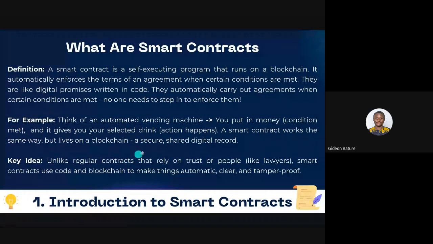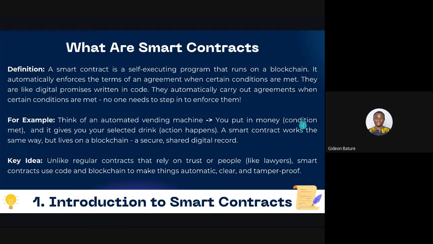So now, let's say, for example, I believe you guys know an automated vending machine. If you watch old movies, and even the most recent movies, there are machines where you can just go and put in a coin. And once you put in a coin, it will bring out a drink for you. So those are vending machines. In a vending machine, you just need to put in money, and the amount you put in is equal to the drink you are getting. You understand?